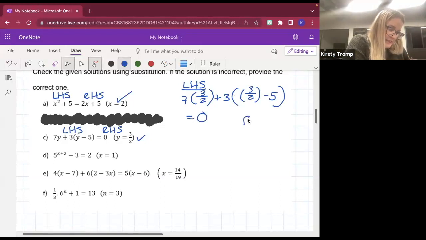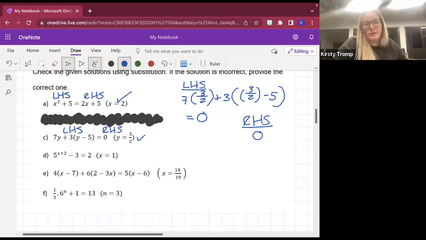What's the right-hand side equal to, Cece? Also equal to 0. 0, good. So, will y be equal to 3 over 2? Yes, it will. Okay, you good? Okay. Thank you. You're welcome.